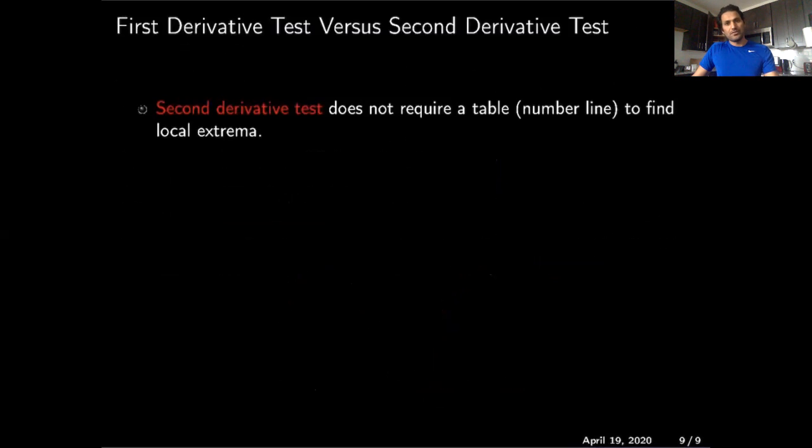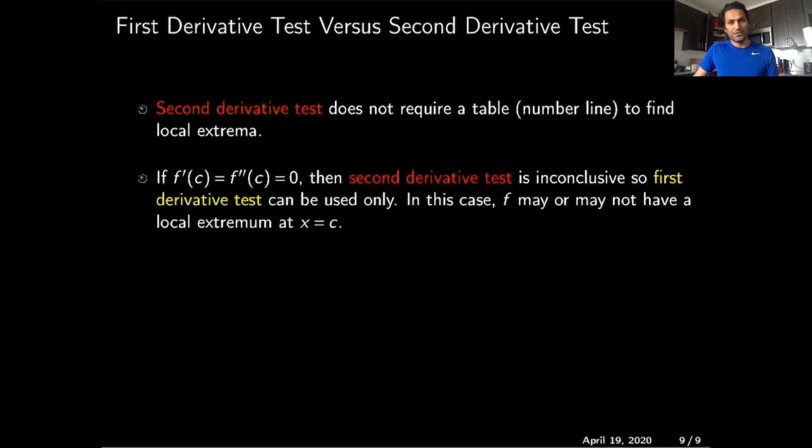So the conclusion of this lesson is that the second derivative test does not require any line or table to find the local extrema of the function. So this is one benefit of the second order derivative test: your calculations are sometimes reduced if it's easier to find the second order derivative.